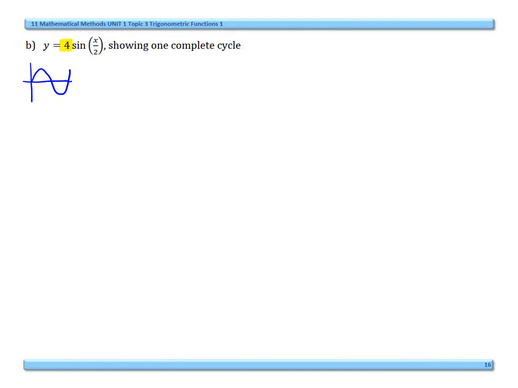What is my amplitude? My amplitude equals 4. I have no vertical translation, so my min is going to be -4 and my max is going to be 4. I then look at my period. Period is 2 pi divided by whatever is in front of the x. So that's going to be divided by half, which is 4 pi.